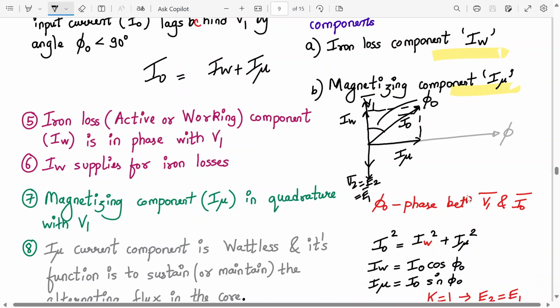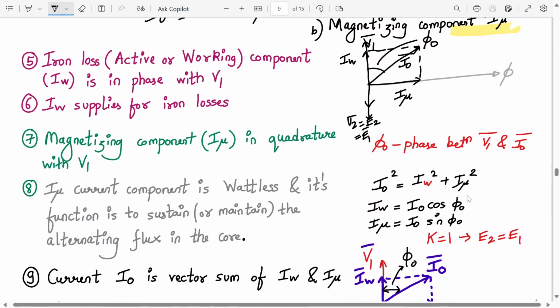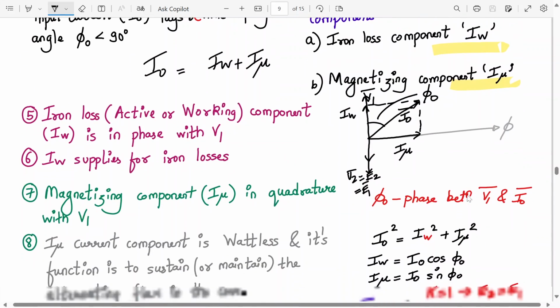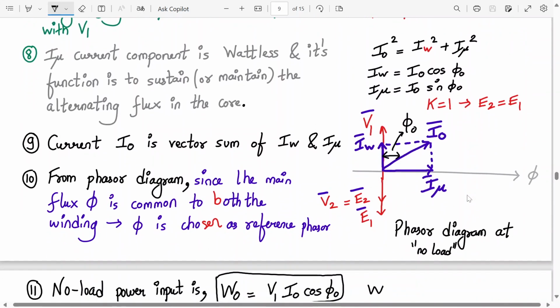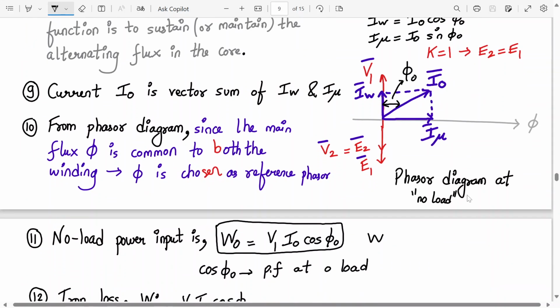Okay. Understood this? So from the phasor diagram, the main flux phi is common to the other windings. So phi is chosen as a reference phasor. That's why it is chosen as a reference phasor. So this is the phasor diagram at no load. We are not connecting any load. So what will be the no load power input now? No load power input will be V1 I naught cos phi naught. Okay.